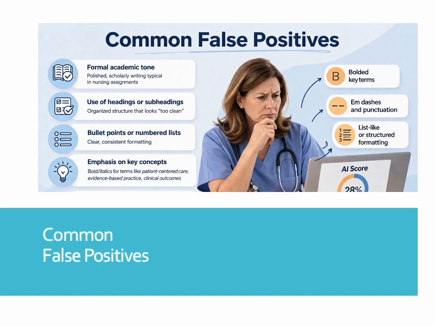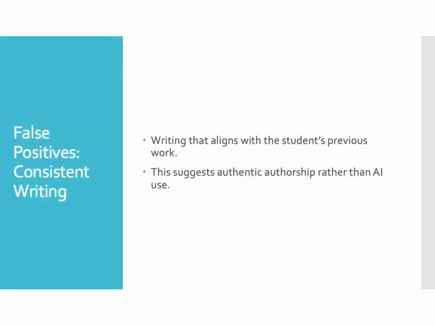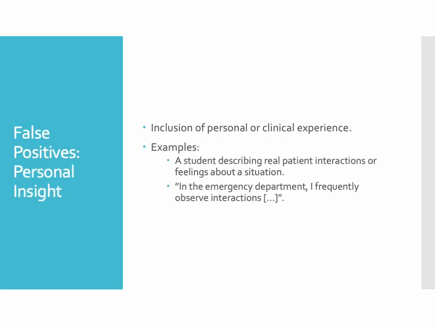Now let's discuss some common false positives that will trigger your AI scores, but may not be indicative of AI use. Consistent writing that aligns with previous submissions could reflect authentic authorship. The inclusion of personal or clinical experience and insight is another common false positive for elevated AI scores. In these situations, the student may have used Grammarly or a similar tool.